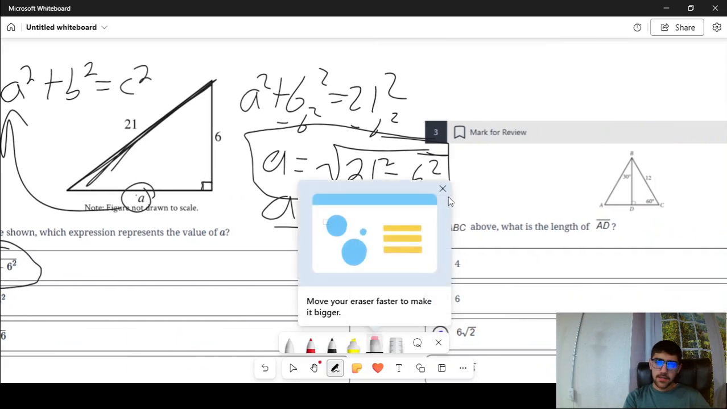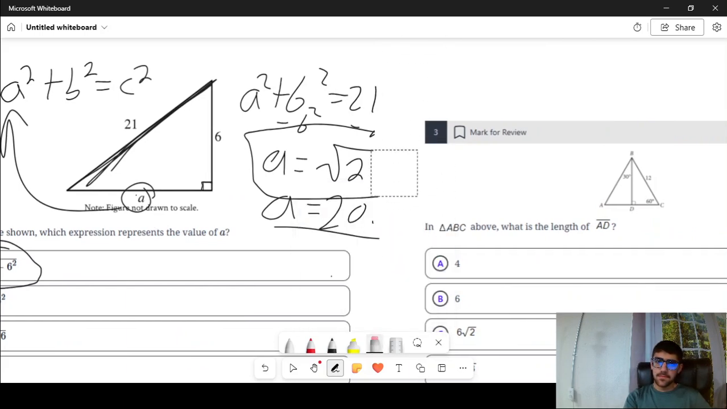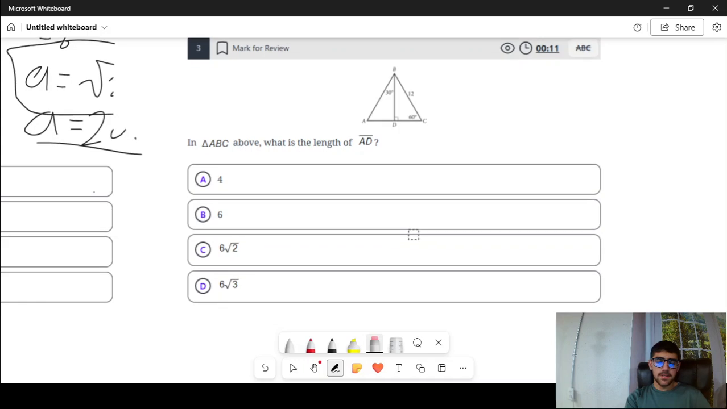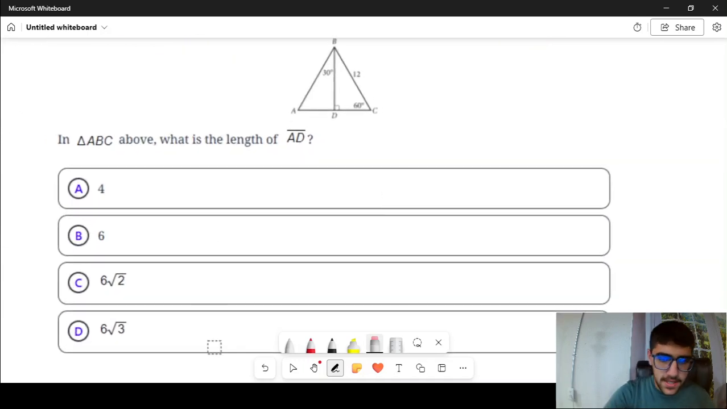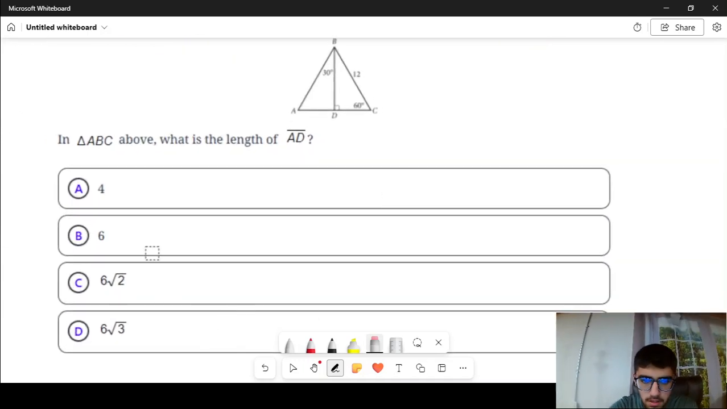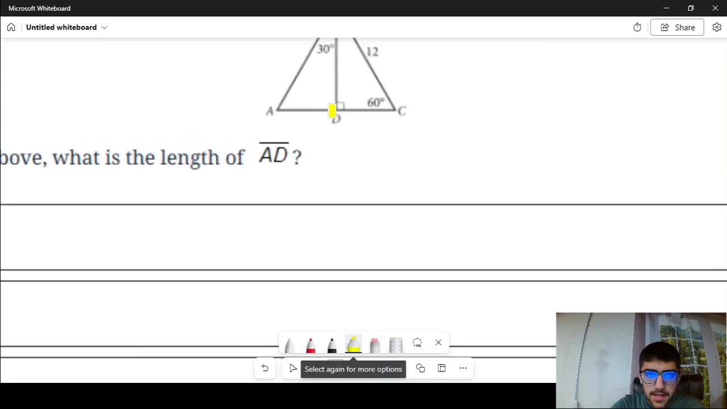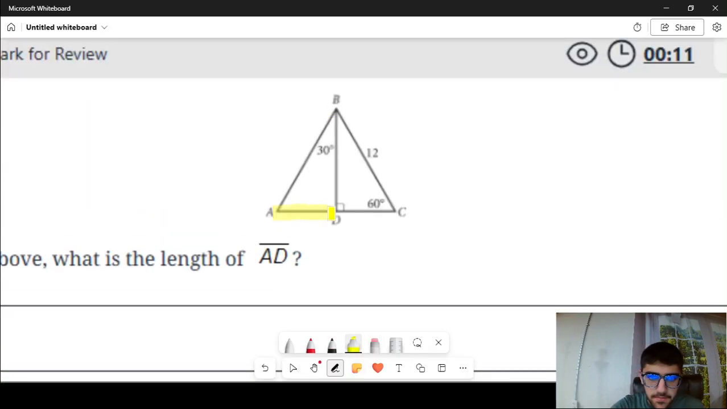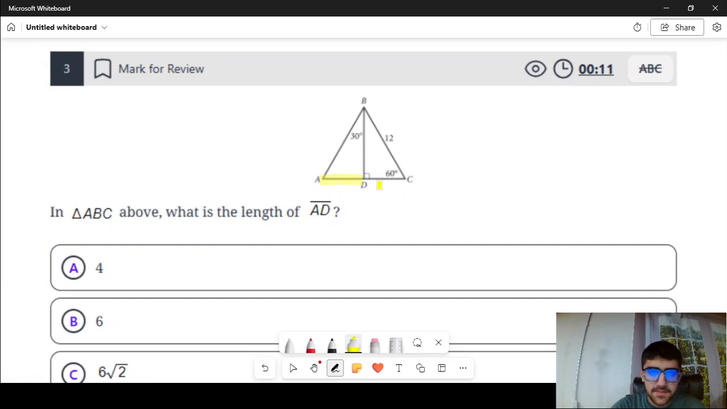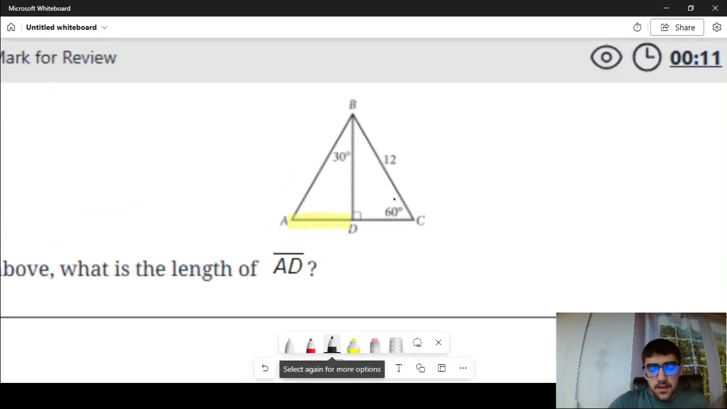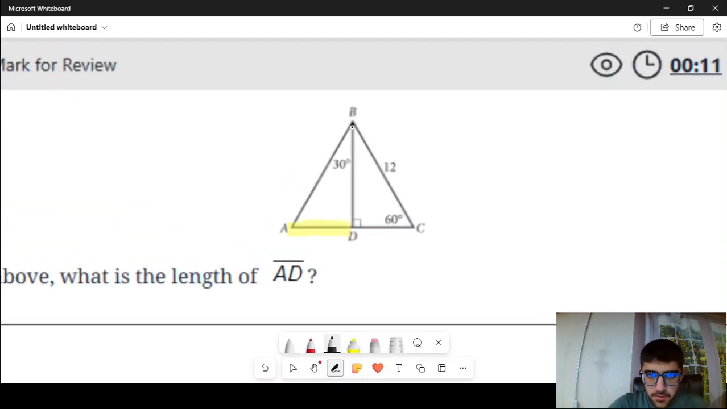Moving on to the next question. It says, in triangle ABC above, what is the length of AD? So, what is line AD? Line AD is right here. And so we just have to solve for it. So first thing, looking at this, I know that these two are equal. And that the whole thing, first thing I know that this is 30, and then this one's 60. So I know that these are two 30, 60, 90 triangles.